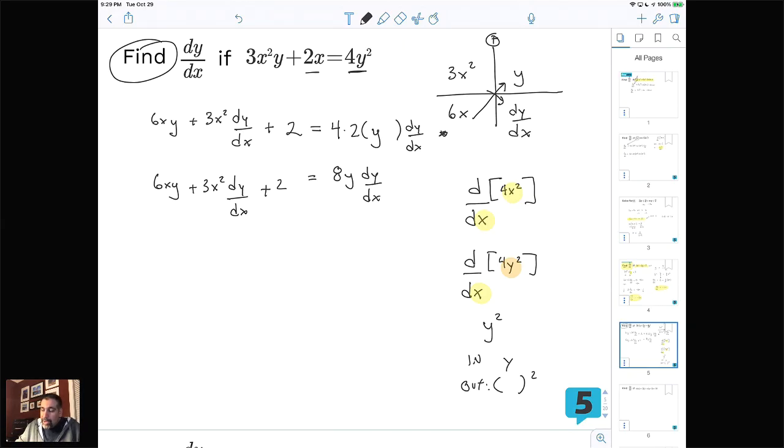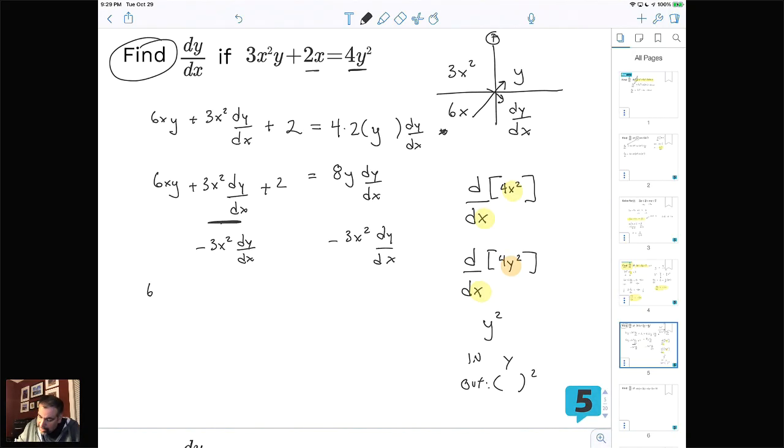So now we're in a situation where I've got dy over dx on the left side, I've got dy over dx on the right side. I have to pick which side I want them on. Basically, I'm going to say, let's move all the dy over dx's to the right side. So this term right here has to go to the other side. So I'm going to subtract 3x squared dy over dx from both sides. Now, when I do that, what's going to happen on this side is I'm going to get 6xy plus 2. And on the other side, I'm going to get 8y dy over dx minus 3x squared dy over dx.